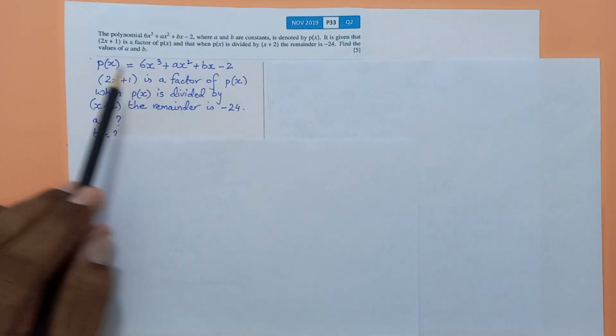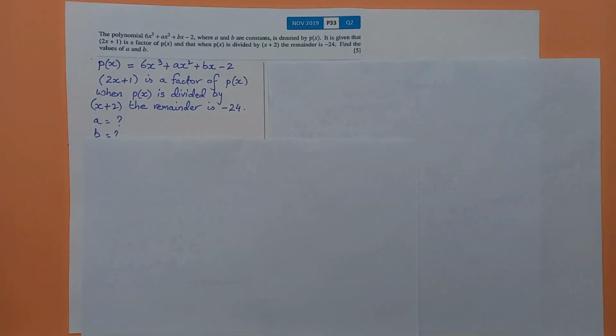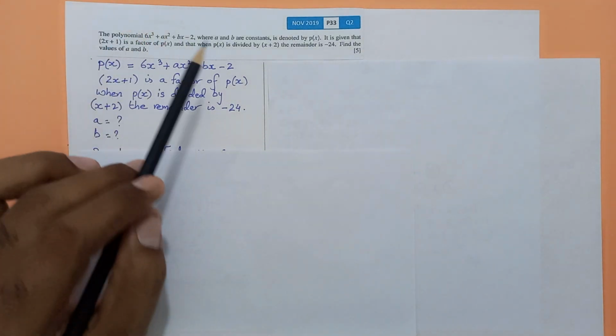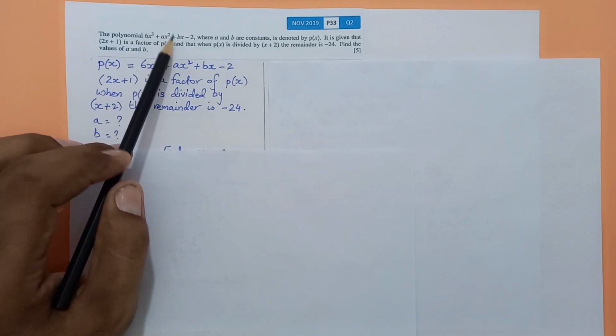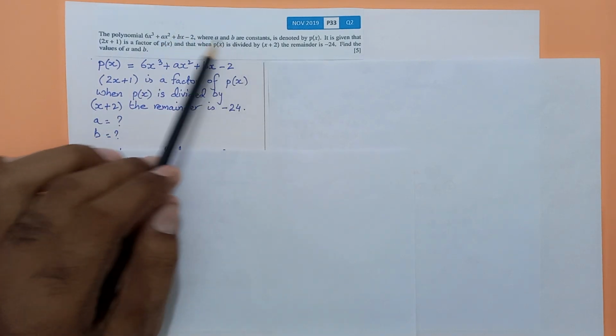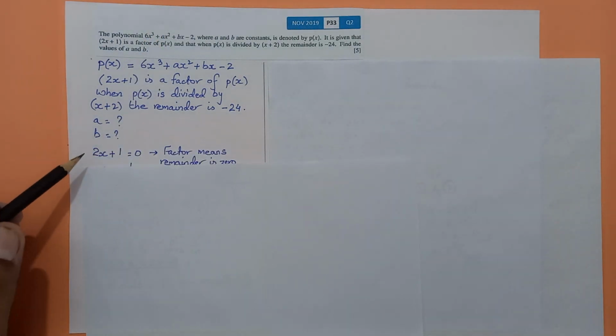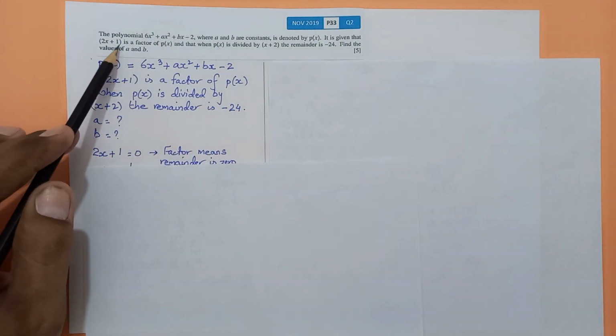And finally, find the values of a and b. The question is very simple. Just work on both of them, the 2x plus 1 along with the polynomial P(x), and x plus 2 again with P(x). So let's start with the factor, which is 2x plus 1.